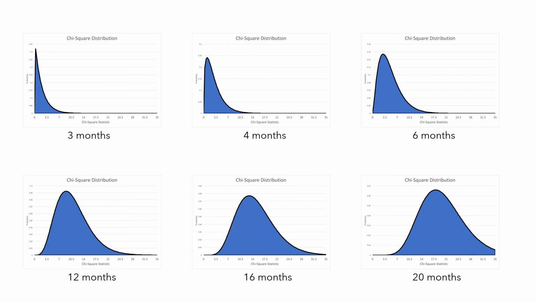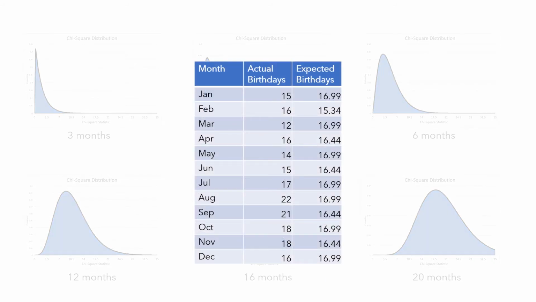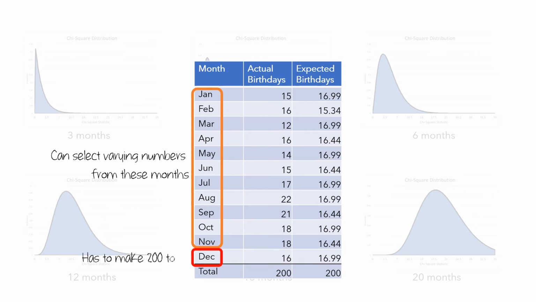Now, it turns out that if the data meet particular conditions, there is a faster way to generate these sampling distributions. In our original data, there were a total of 200 birthdays. So in each sample we took from the null model, from the first 11 months, we can select varying numbers, but once those have been selected, the number of birthdays in December is fixed because it has to make 200 birthdays in total. The formal way to describe this is that there are 11 degrees of freedom. 11 of the values can freely vary, but the rest are fixed by the need to add to 200.